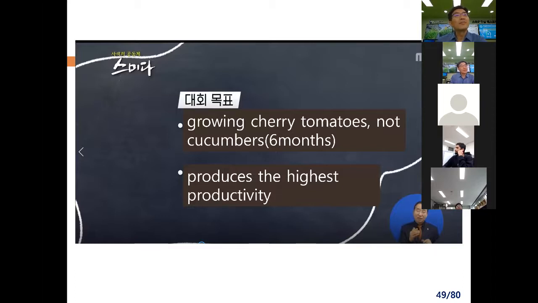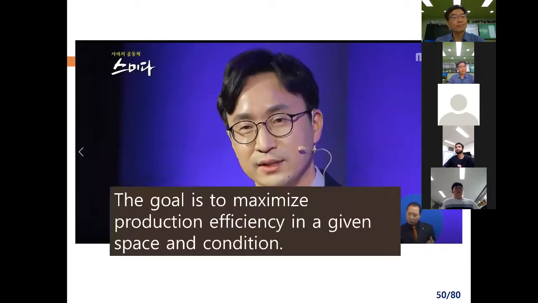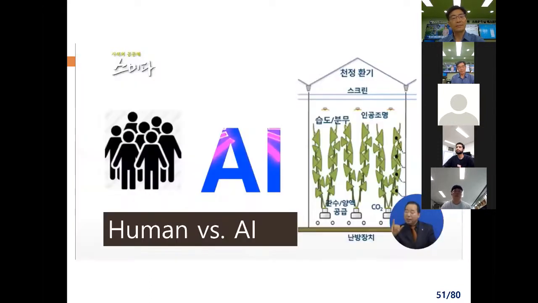The second competition is a competition for growing cherry tomato, not cucumber. The team that produces the highest productivity wins this competition by using the given resources as efficiently as possible. That is, the goal is to maximize production efficiency in a given space and condition. The team that grows tomatoes by hydroponic cultivation wins the most profit.